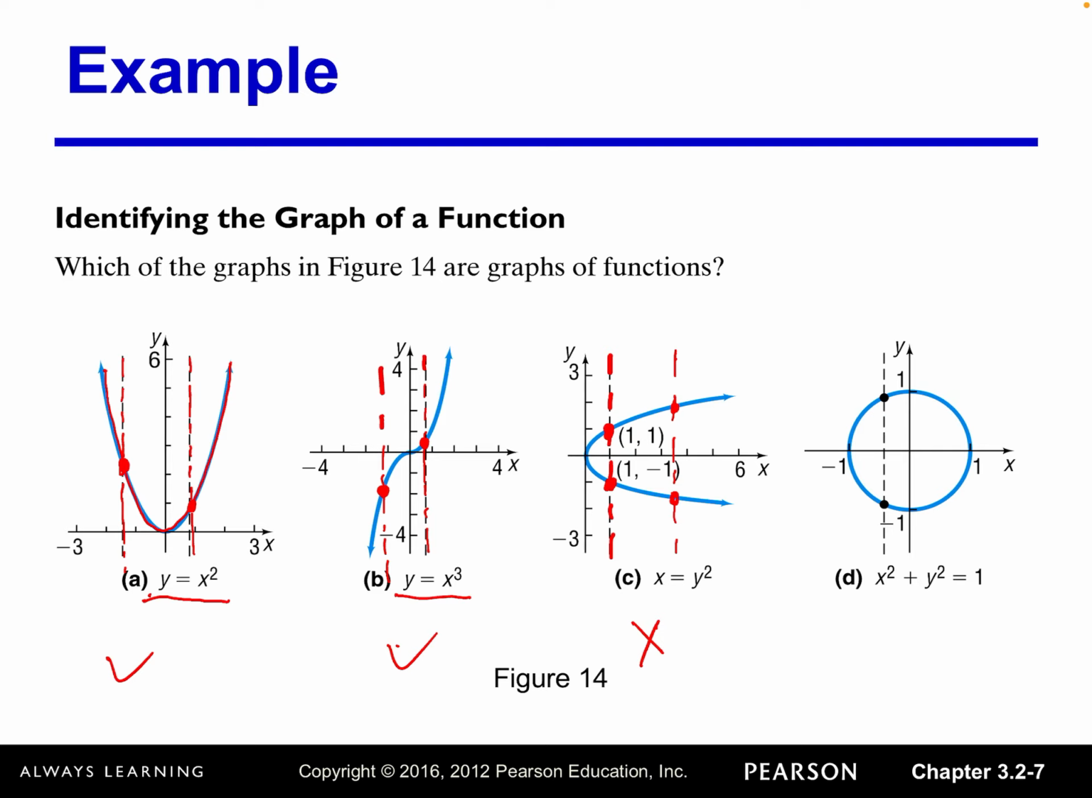All right. So what about the circle? You draw a vertical line, it intercepts the circle two times. So that means the circle is not a graph of a function. Anywhere you draw a vertical line, you can always see it intercepts two times. So that's why this graph is not a graph of a function.